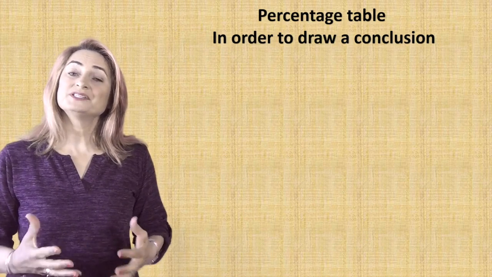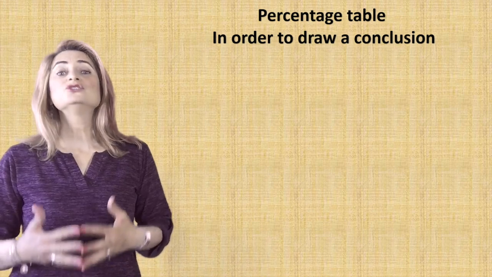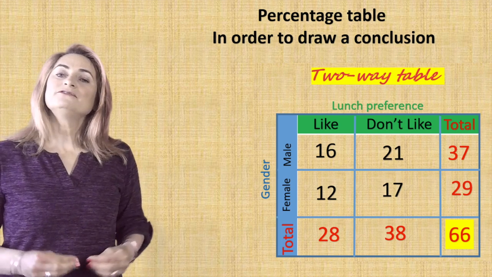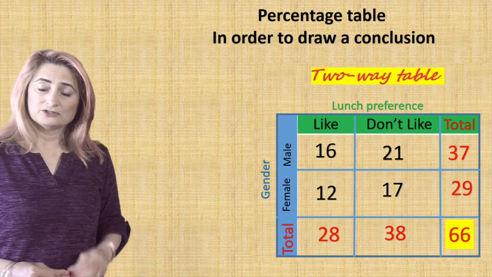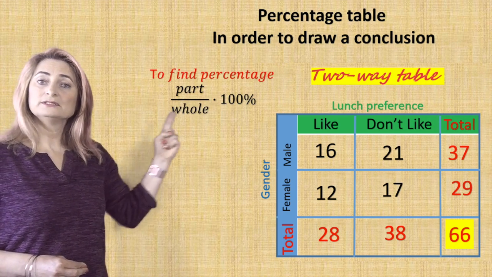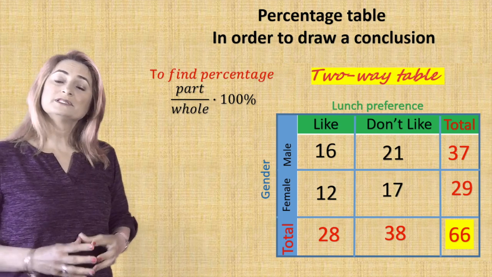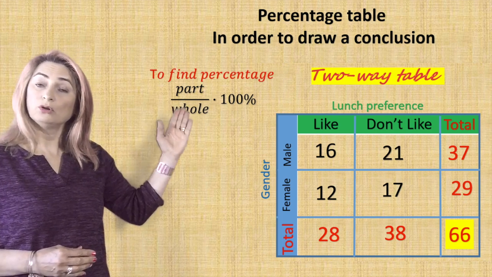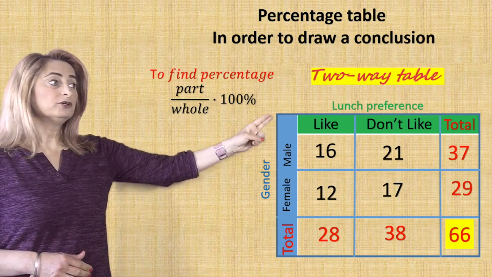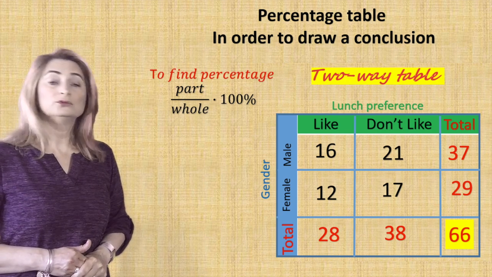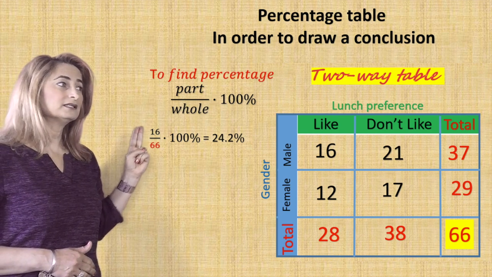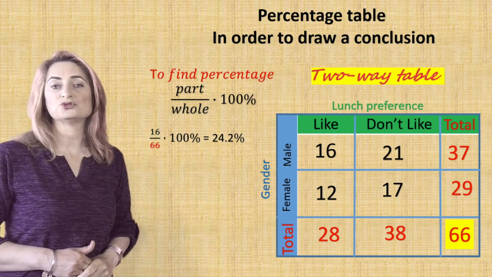Now we need to find the percentage of each joint frequency to draw conclusions. Here is the two-way table. To find the percentage, you divide the part by the whole times 100%. The part is the joint frequency, and the whole is the total people surveyed. The first joint frequency is 16, the number of males who like school lunch the way it is. 16 divided by 66 times 100% gives you 24.2%.